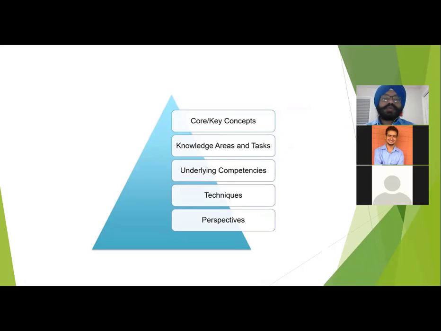Today, we are going to cover these points. It's all according to the Business Analysis Book of Knowledge, BABOK. There are five main topics we should look at: core key concepts, knowledge areas and tasks, underlying competencies, techniques, and perspectives. I will get into details of these things one by one.